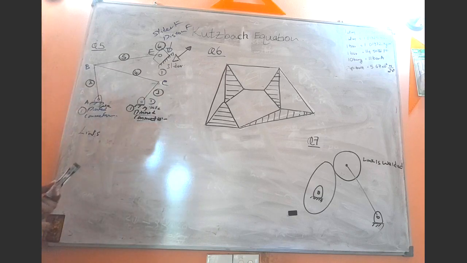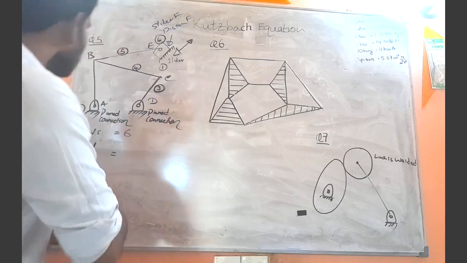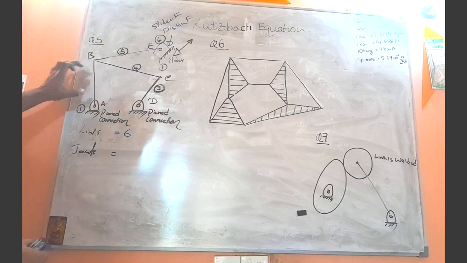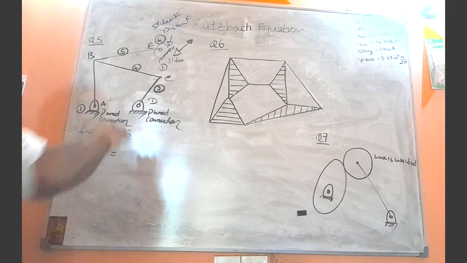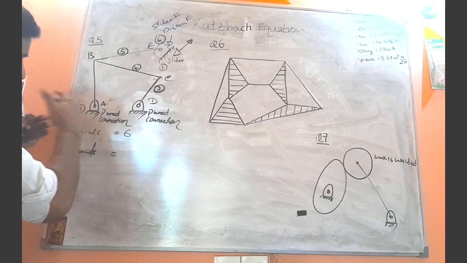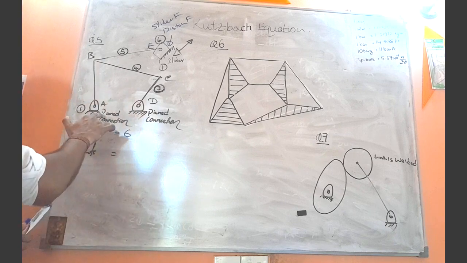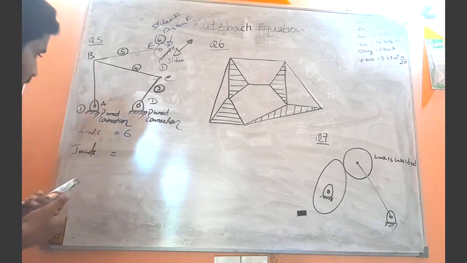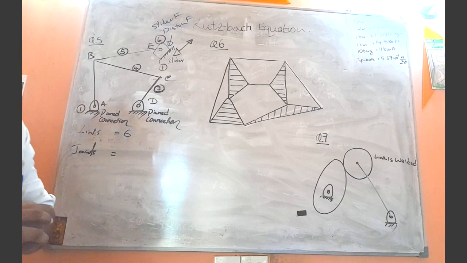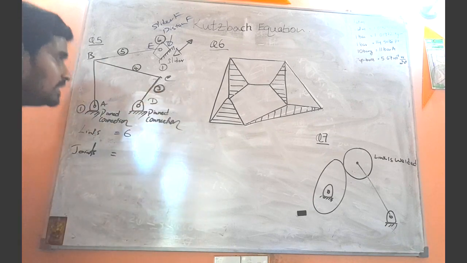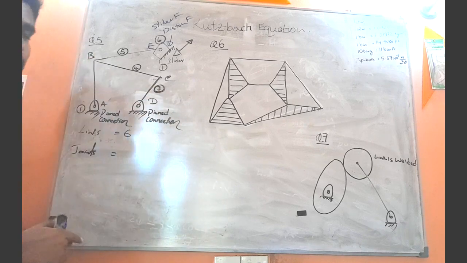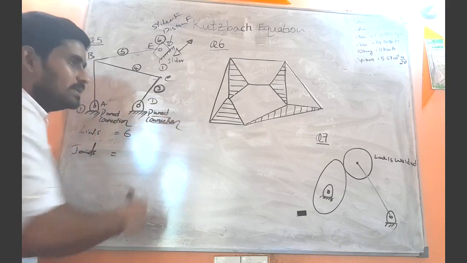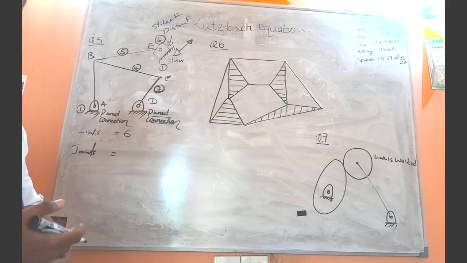So how many links are there? 6 links we have. So now here you can see that this link AB is connected to this ground, or to the base, with the help of this pinned connection, or the pinned joint, right? And here also you can see the link CD is connected to the ground or to the base with the help of this pinned connection, or the pinned joint, right?